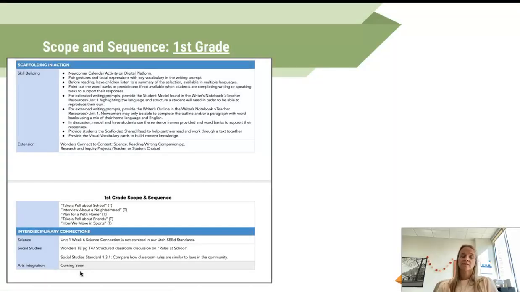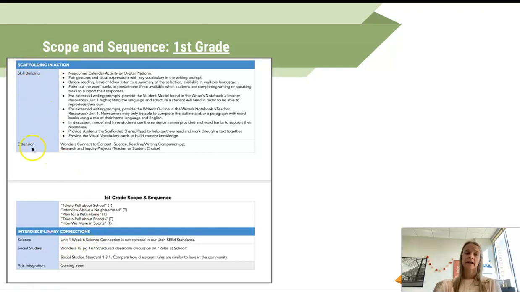On your scope and sequence, one of the last pages that you have identified for your Unit 1, again, remember it's hyperlinked here for you at the top, so you can click to be able to follow along or look at it whenever you need to. You have your scaffolding in action, and you also have this titled right here, and then you have interdisciplinary connections. Let's talk about scaffolding in action.